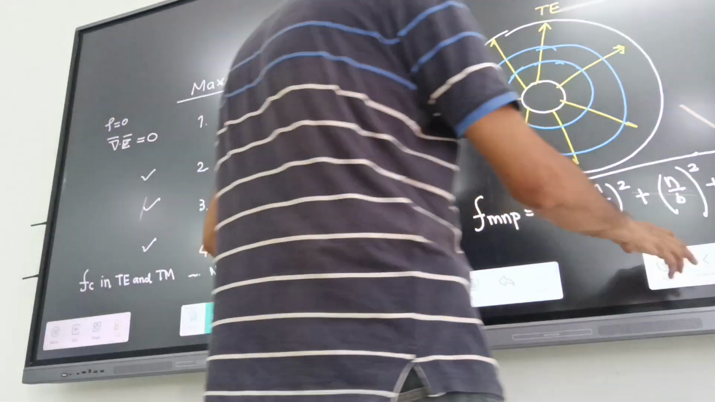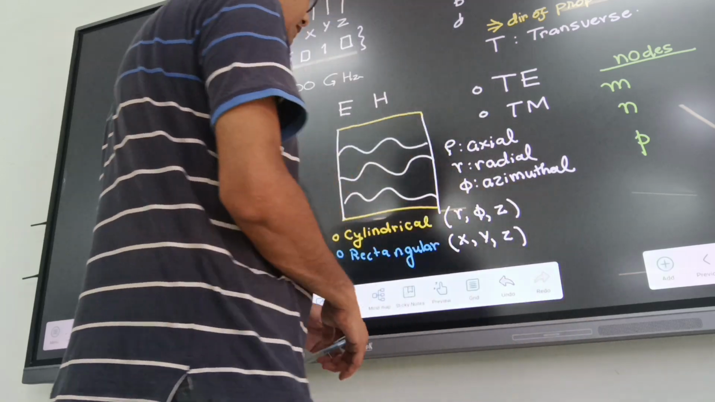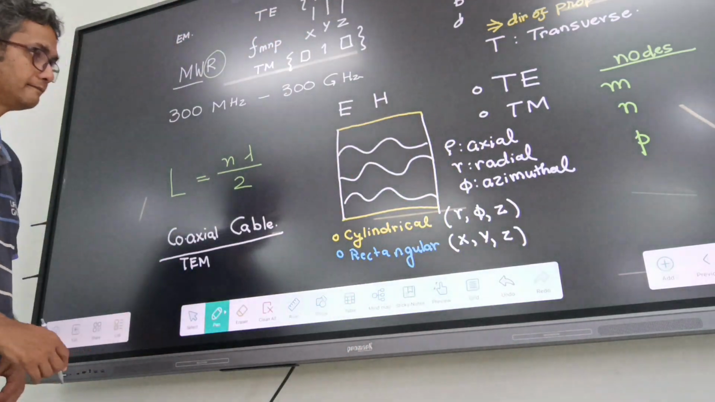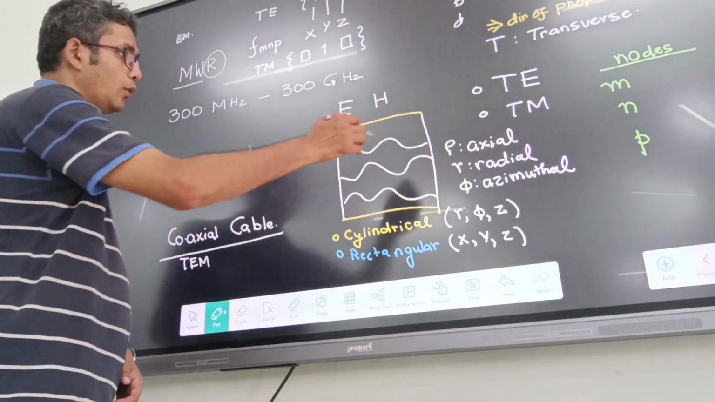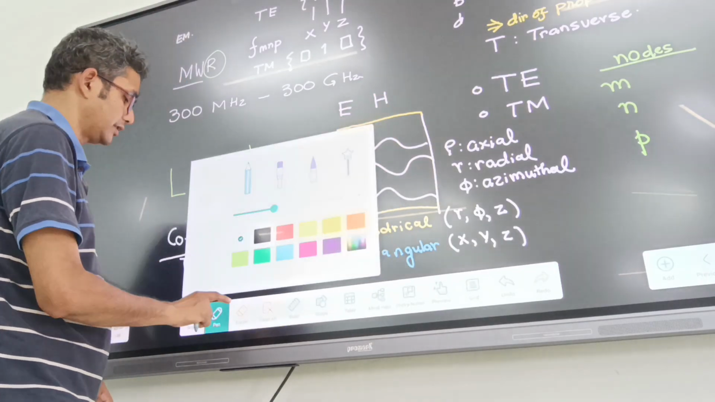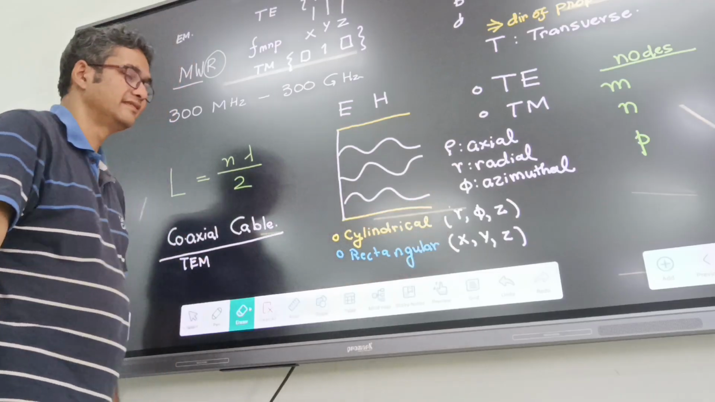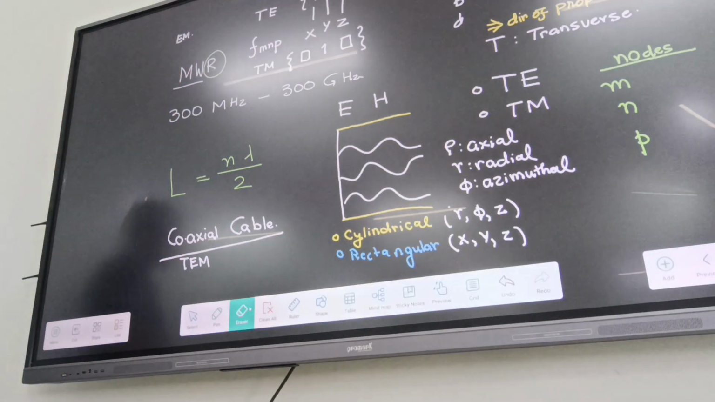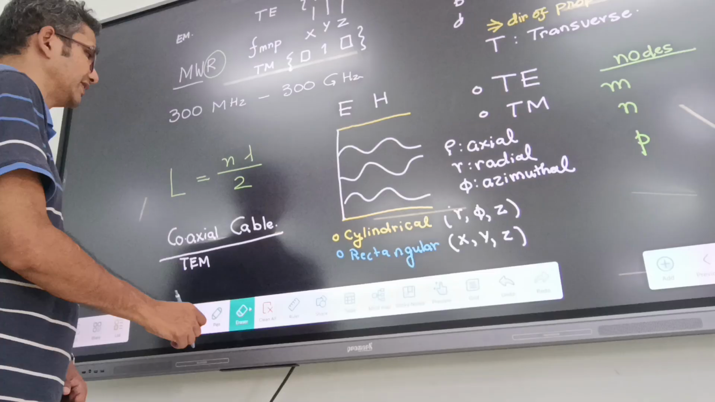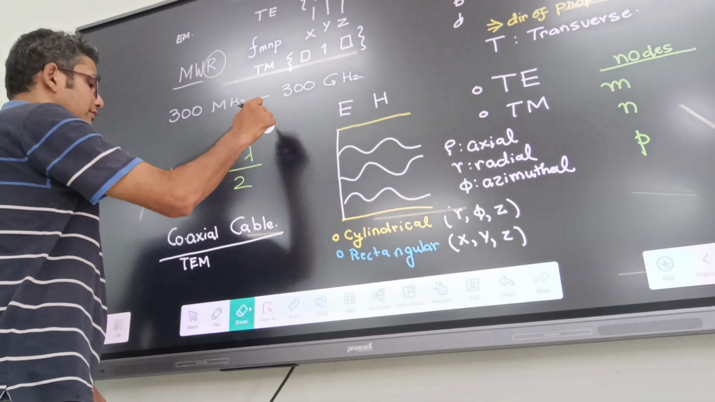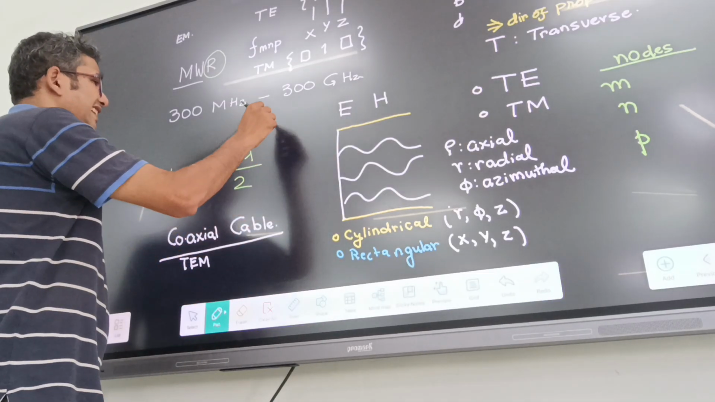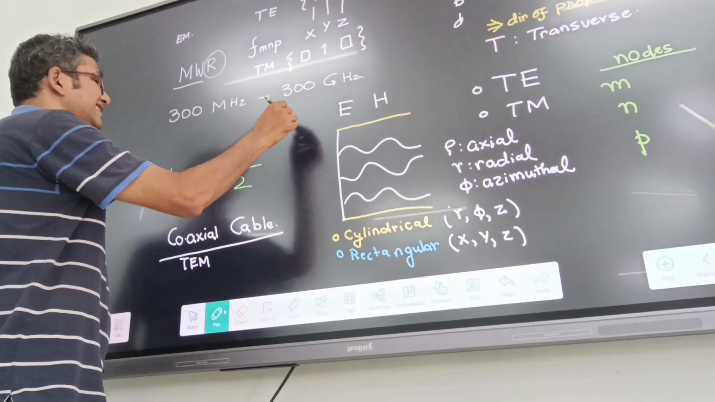In this case, if you have one end closed and the other end open, then you have half the field length. That means n is equal to 1.